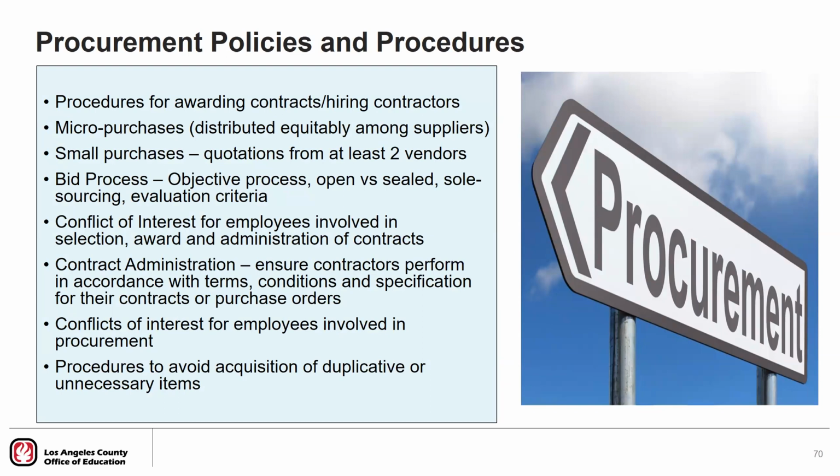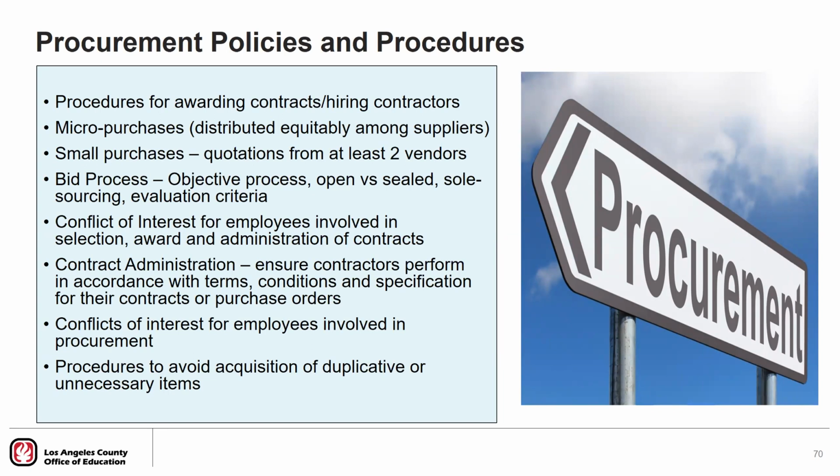Procurement policies and procedures. We're going to briefly discuss some items that are most critical to our work with the state and federal oversight. Procurement is just how you purchase items. Procedures for awarding contracts and hiring contractors. This is critical. This is an item where there is potential for issue. If you don't follow procedures, then how do you select? Micro purchases, are they distributed equitably among suppliers? When ordering, do you always go to the same place? Do you always order from Staples instead of Office Depot? If so, why? So your procedures need to outline the steps and what you do and how you do it.